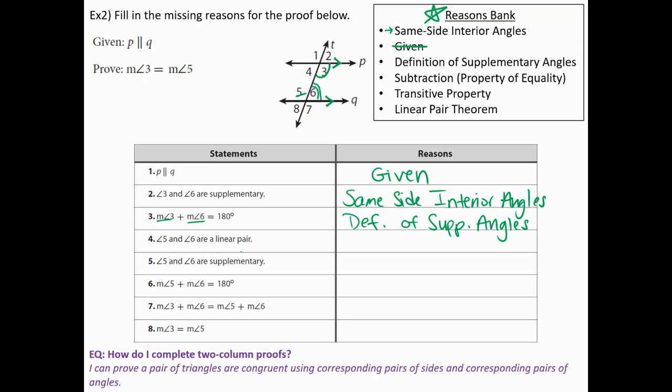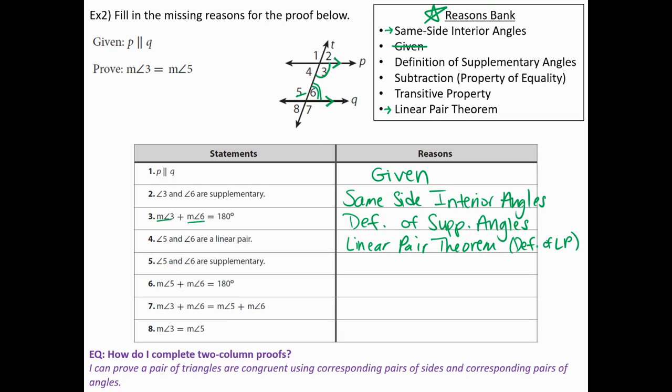And this one is a little bit more difficult in terms of the reason. What we're looking for is basically because of how they are drawn, they create a line. So we're going to say this is the linear pair theorem. I would call it definition of linear pair, but either way, linear pair theorem is really more involved. Definition of linear pair isn't in your list, so we're going to stick with the list, and it says linear pair theorem. Because of how they're drawn, they create a straight line.